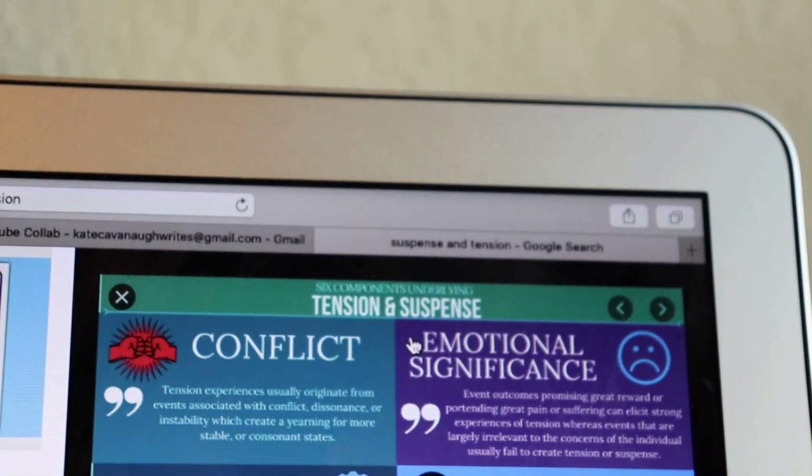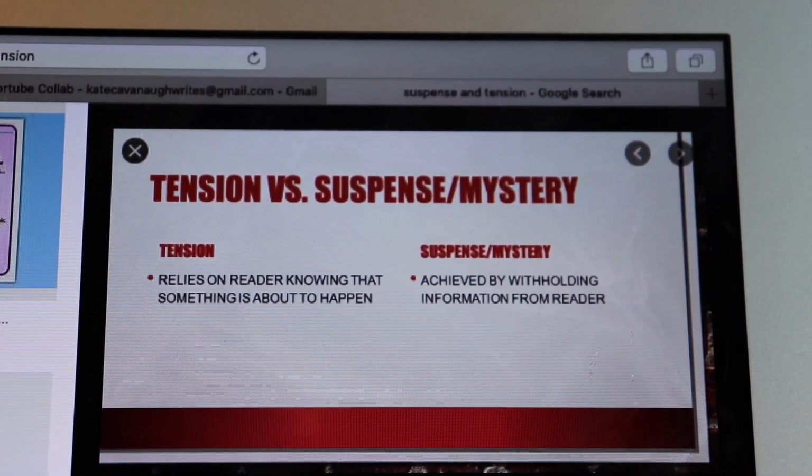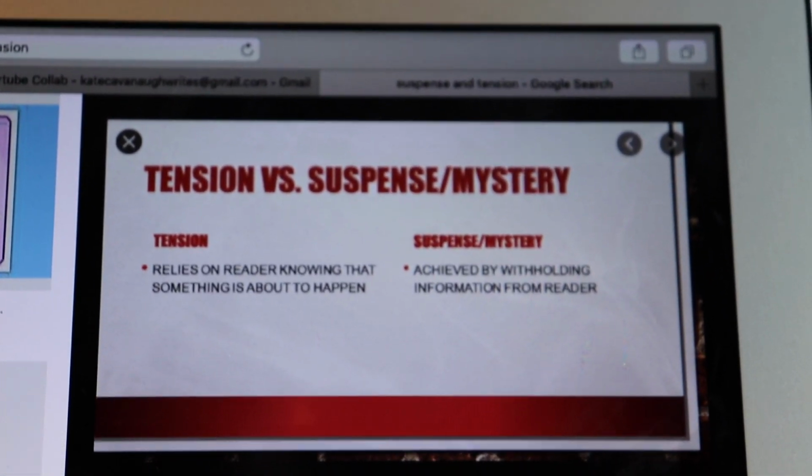Six components underlining tension and suspense. Tension versus suspense slash mystery. Tension relies on readers knowing that something is about to happen. Suspense or mystery achieved by withholding information from the reader.